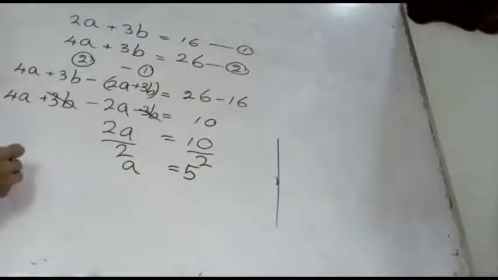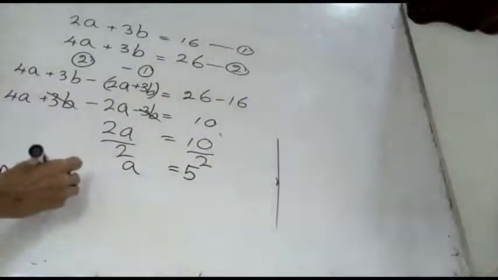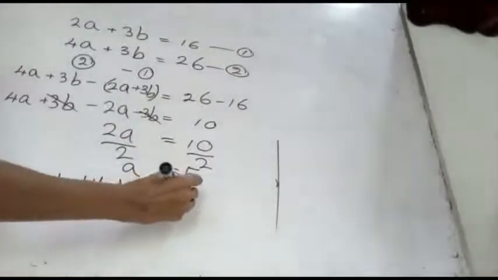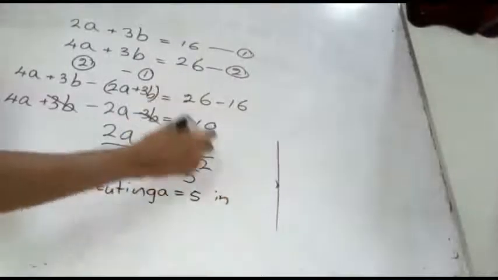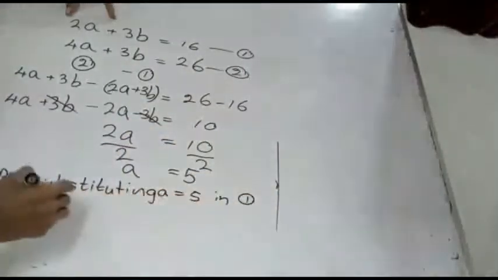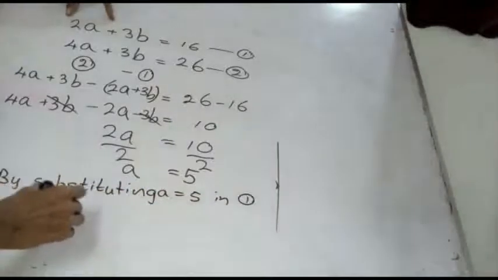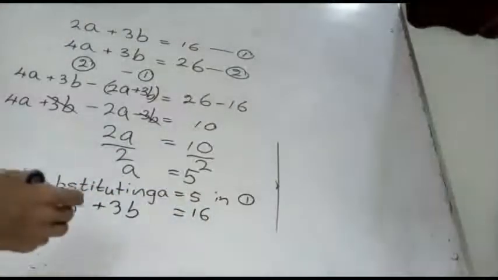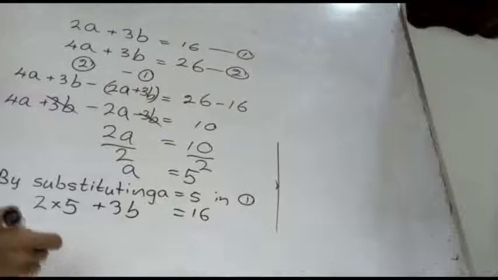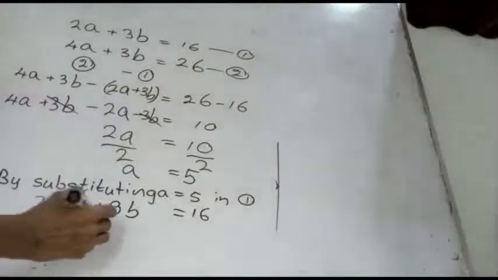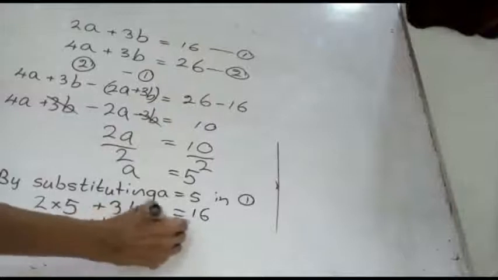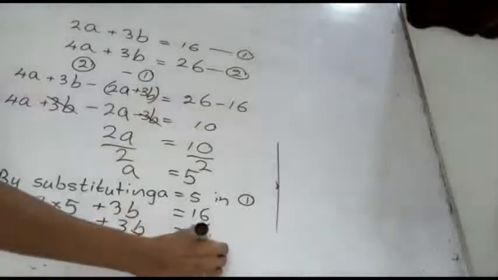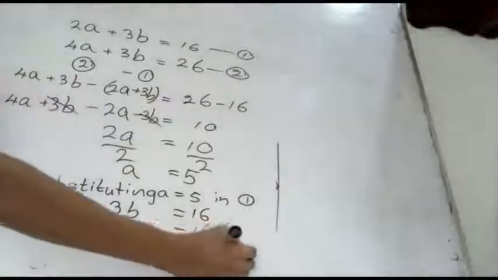By substituting a is equal to 5 in the first equation, 2 times 5 plus 3b is equal to 16. 2 times 5 is equal to 10. 10 plus 3b is equal to 16. 3b is equal to 16. We take this positive 10 to the other side, as negative 10.